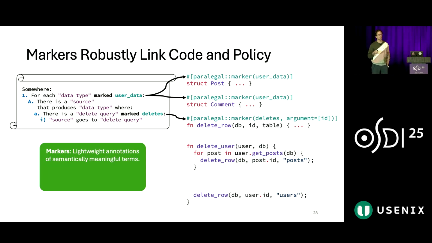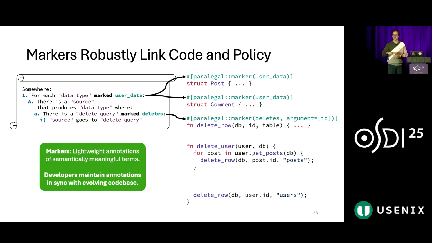These annotations are maintained directly by the developers because they are the ones who are most familiar with the code base. And so if you imagine the delete row ID argument being either renamed or moved, the developer has to update this annotation, but there's no actual policy changes needed. And by placing the annotations directly in the source code, Paralegal also puts them right in the line of sight of code review of the exact elements that they refer to.